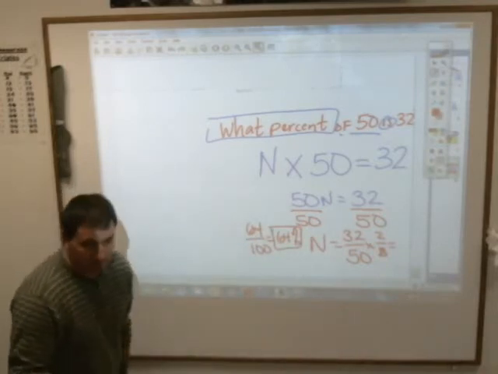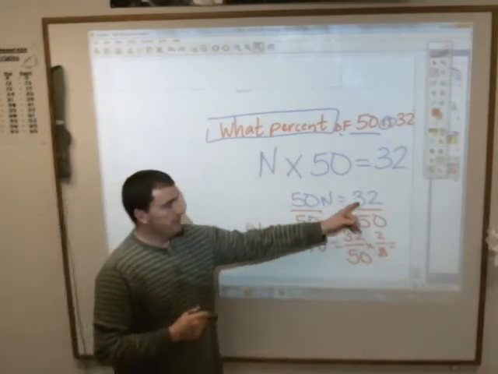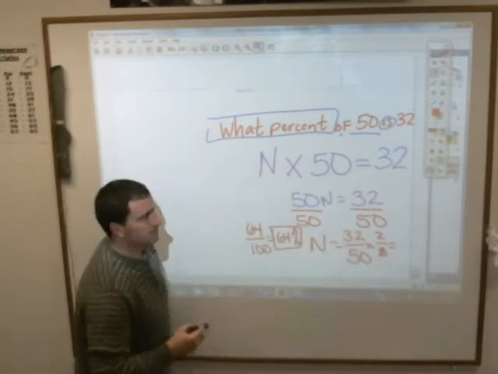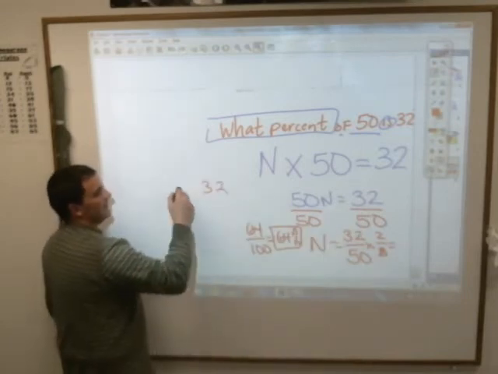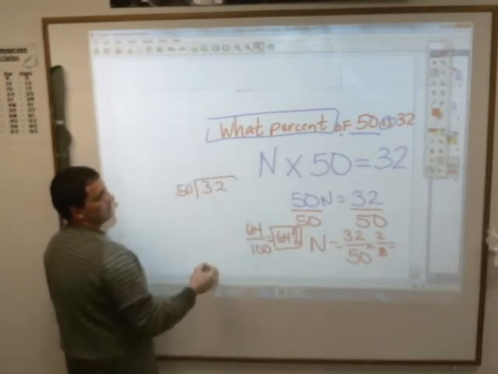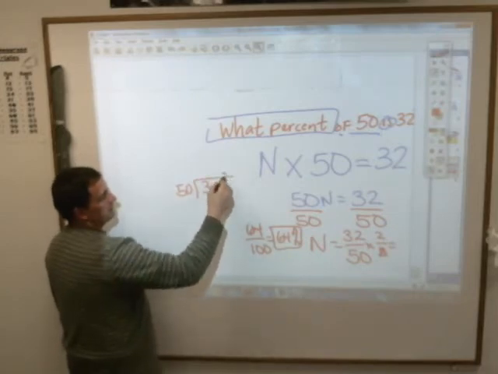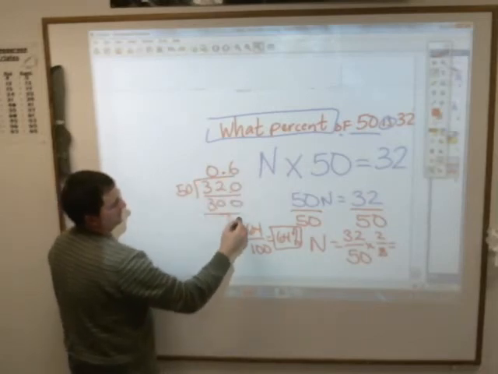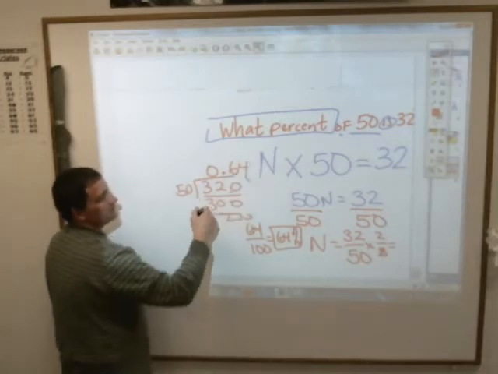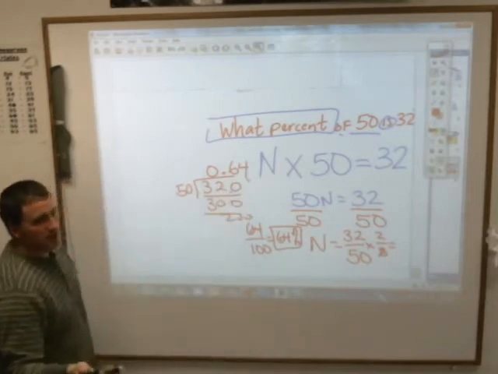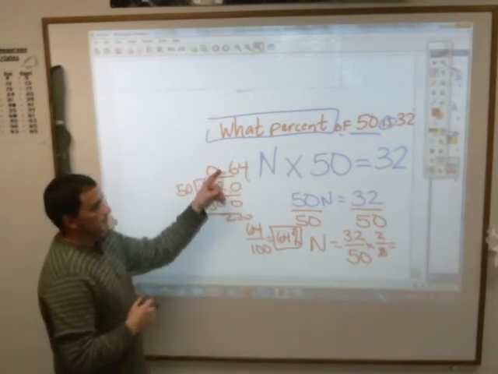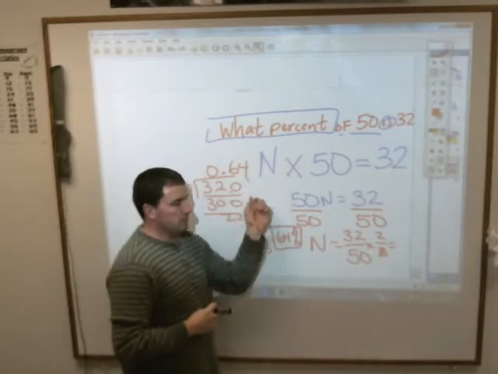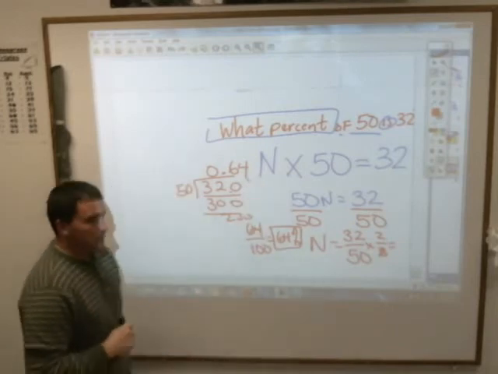Another way you could have done it, this is a division problem. It's 32 divided by 50. Put my decimal here. 50 doesn't go into 32 but goes into 320 6 times. That's 300. 50 goes into 20 4 times. My decimal is 0.64. How do I change the decimal to a percent? Just move it over 2 places. 64%, 64%. Okay.